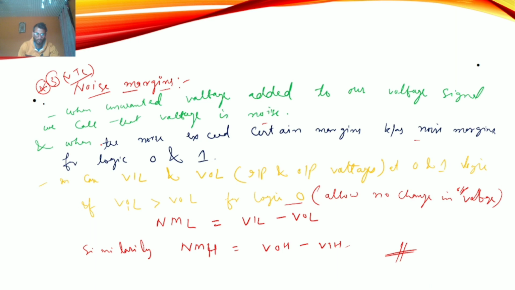If the input voltage VIL, the input voltage at logic low, is greater than the output voltage at logic low, then there is no change in the voltage, meaning no change in the output voltage. This is the output voltage.